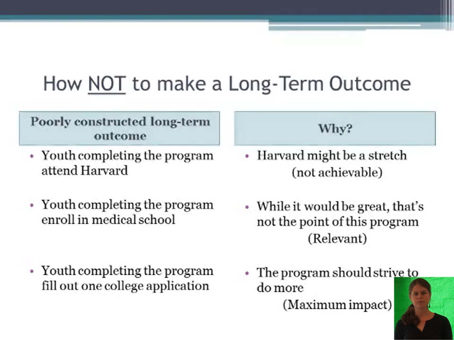How about this one? Youth completing the program enroll in medical school. Exactly. It's not relevant to the context and the target population. These youth are trying to get into college, they're not trying to get into medical school, so you're skipping an entire step. And lastly, youth completing the program fill out one college application. Right, that sure is achievable, but it's not maximum impact. Doing that really doesn't make your program worth that much.